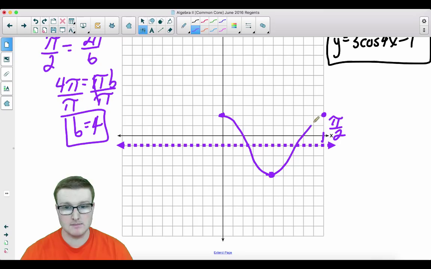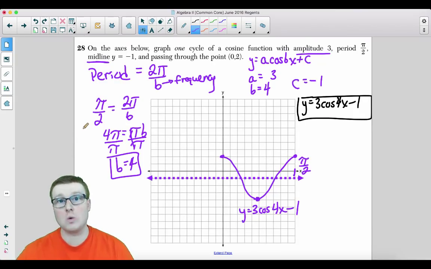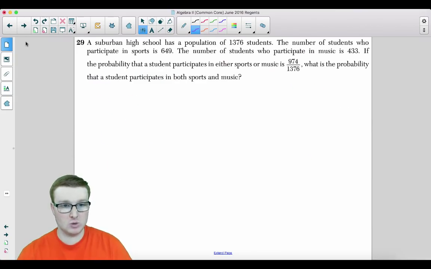Boom. Boom. Done. Now label. Y equals 3 cosine 4x minus 1. And you, ladies and gentlemen, are done with that question. Moving on to number 29.